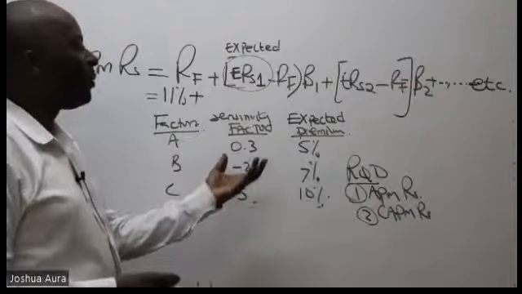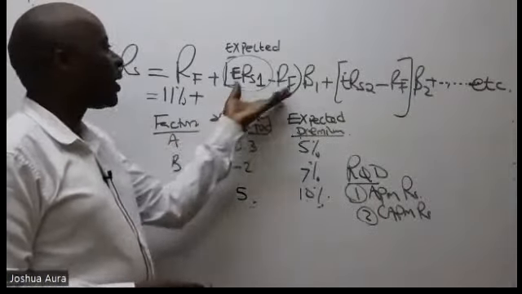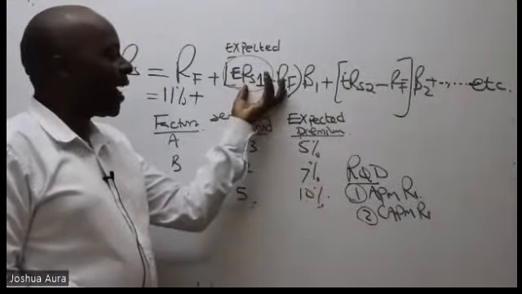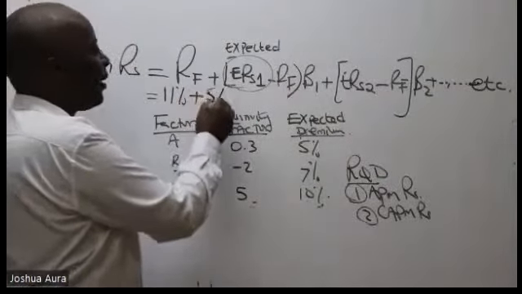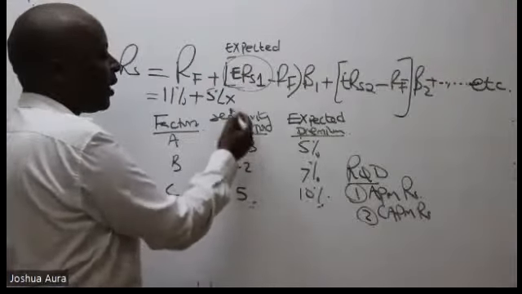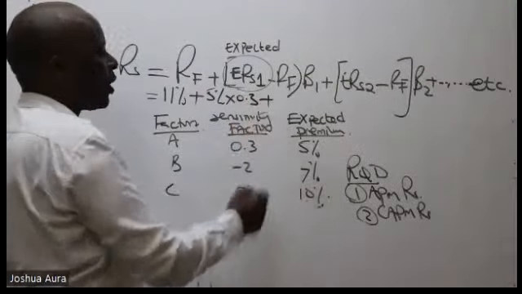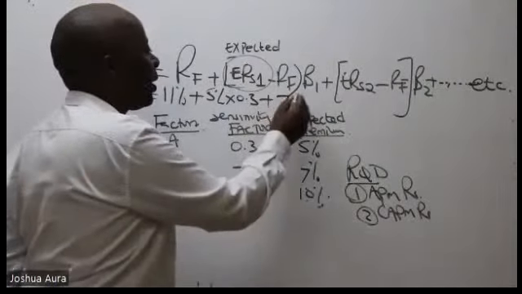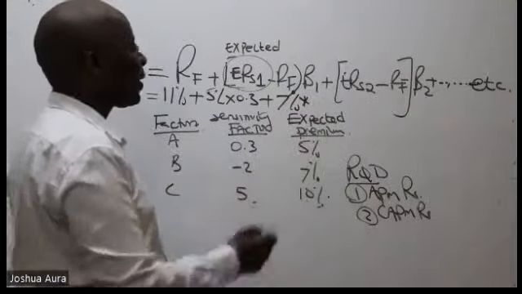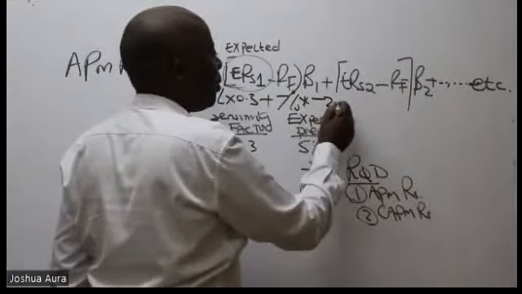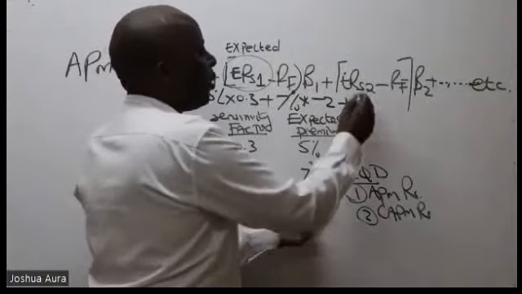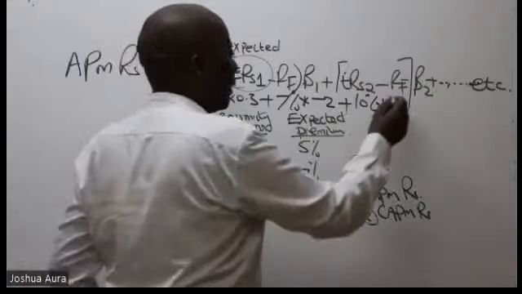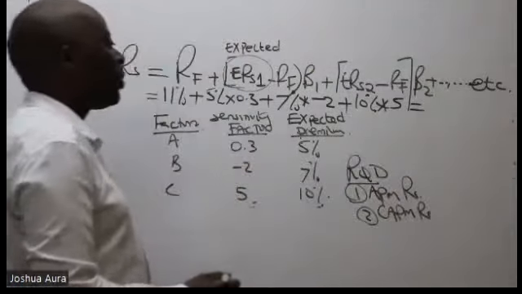Plus, for the first factor, they have already given me the premium. The first premium is 5%, multiplied by the first factor's beta, which is 0.3, plus the second factor's premium. The second factor's premium is 7%, multiplied by the second factor's beta, which is -2, plus the third factor's premium, which is 10%, multiplied by the beta of the last factor, which is 5.